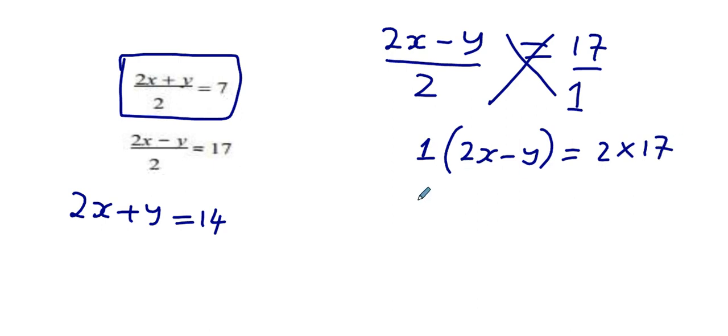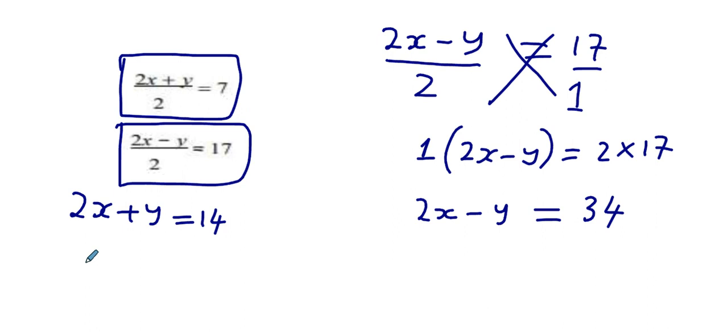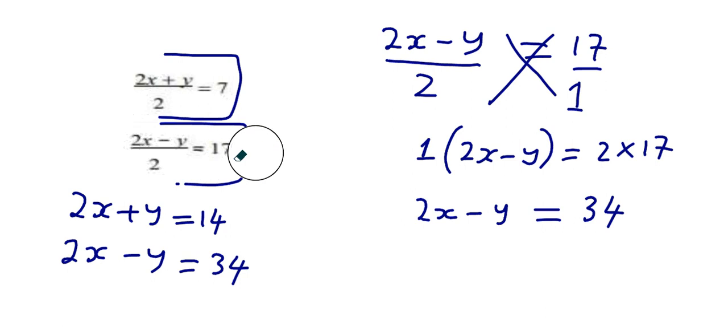1 times 2x is 2x. 1 times negative y is negative y. And this equals 34. Okay. So equation number 2 will be looking like 2x minus y equals 34. See that? Cool, yeah? Okay, now you can pause the video and proceed.